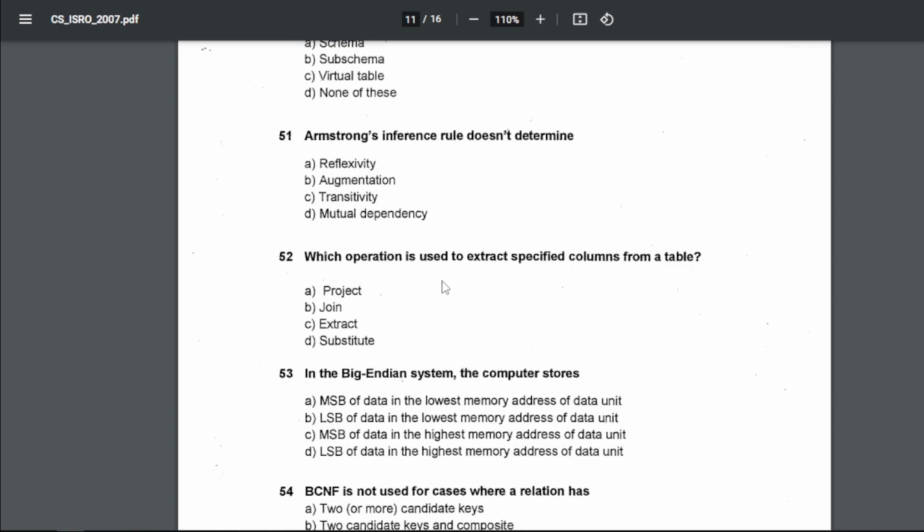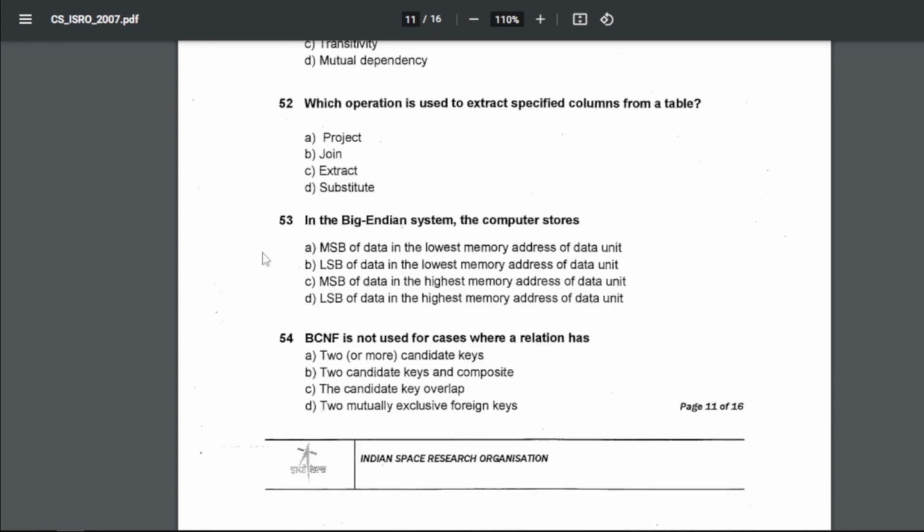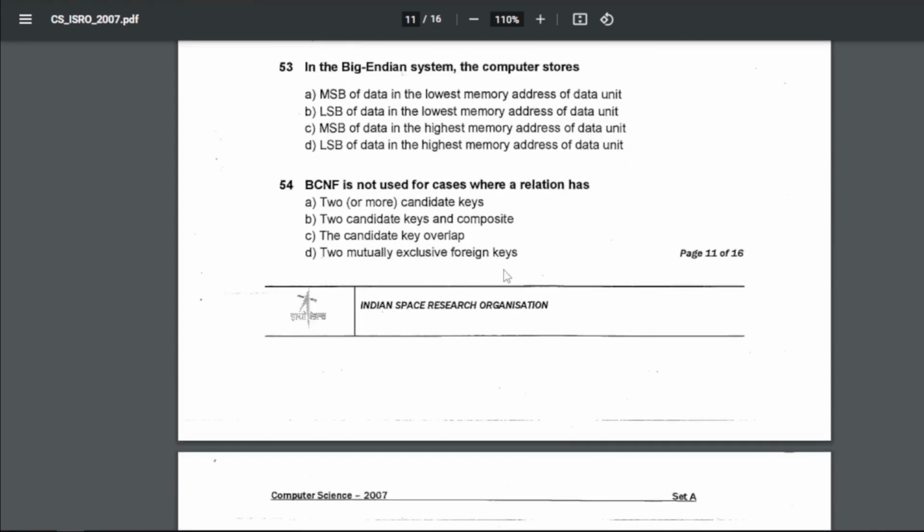52 is which operation is used to extract a specified column from a table? So for this our answer will be A, that is project or projection we call. 53 is in the big endian system the computer stores MSB of data in the lowest memory address of data unit. Again, in the big endian system the computer stores MSB of data in the lowest memory address of data unit, right?